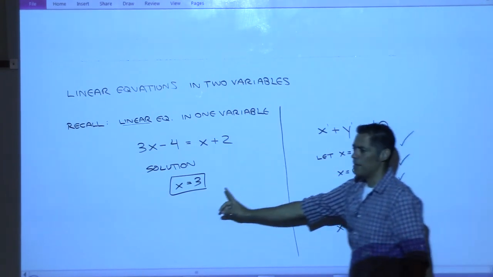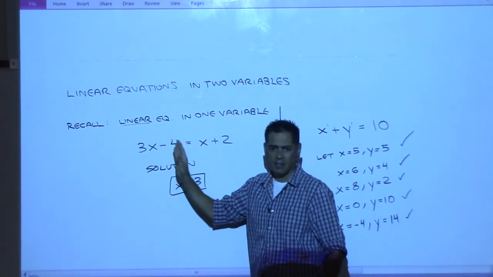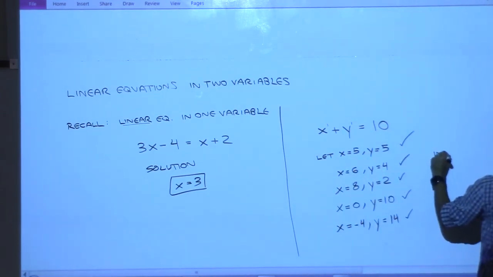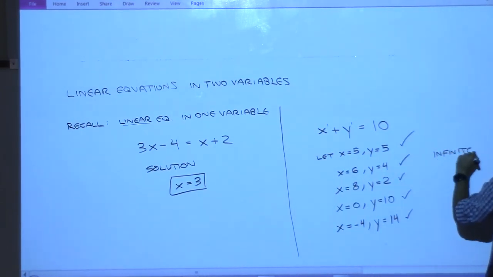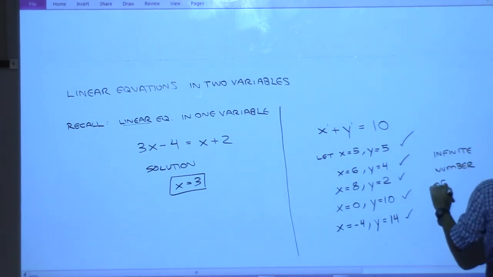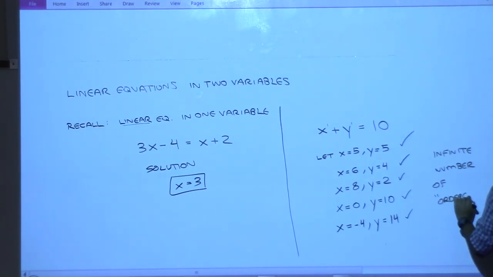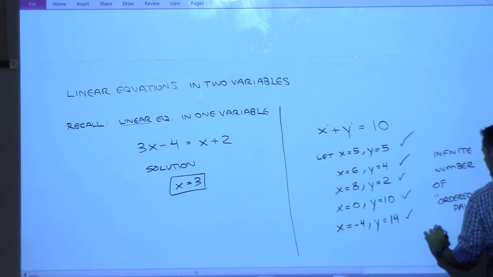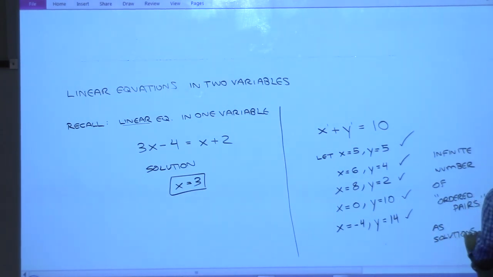Over here, there's one answer only. x is 3, that's it. That's the only answer that works, right? So here we have an infinite number of what we're going to call ordered pairs. Okay, ordered pairs. An infinite number of ordered pairs as solutions.